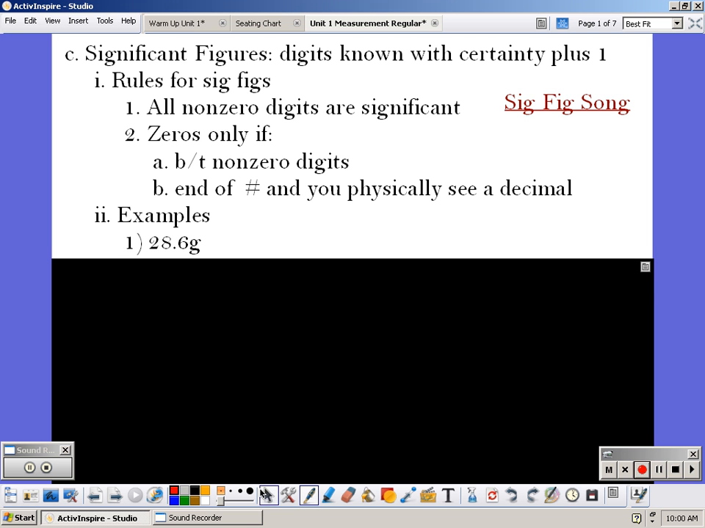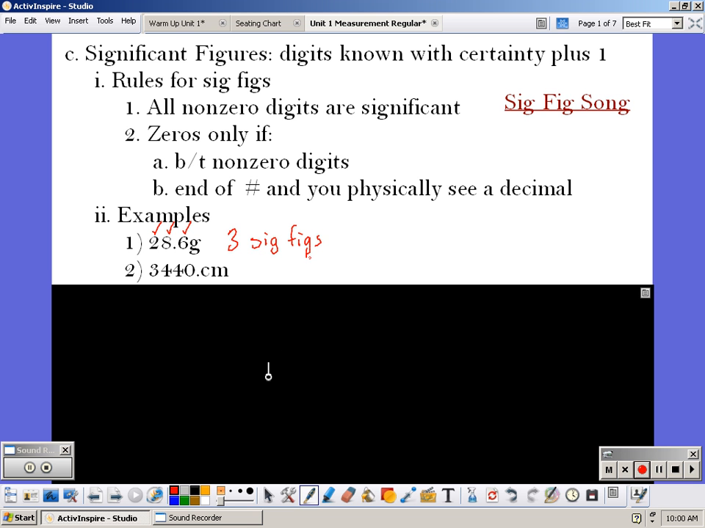So if we look at our first example, 2 is non-zero, 8 is non-zero, and 6 is non-zero. So there are 3 significant figures, or 3 sig figs. In number 2, 3, 4, and 4 are significant because they're non-zero. This 0 is also going to be significant because it comes after the 3 and there's a decimal. So this number has 4 significant figures.